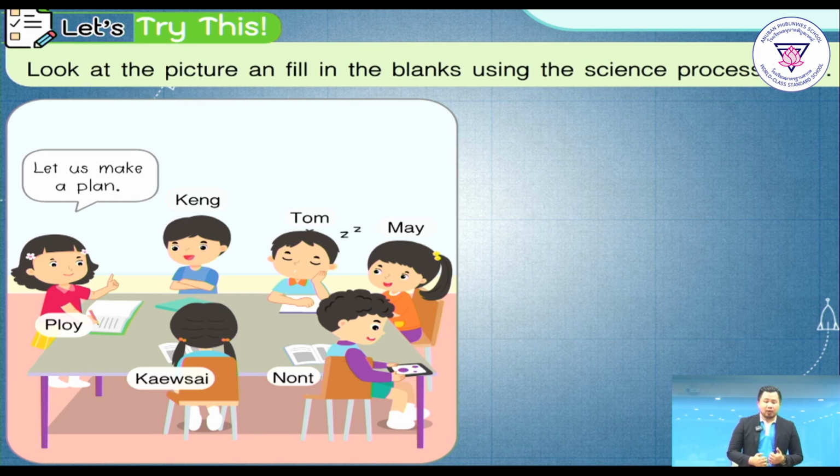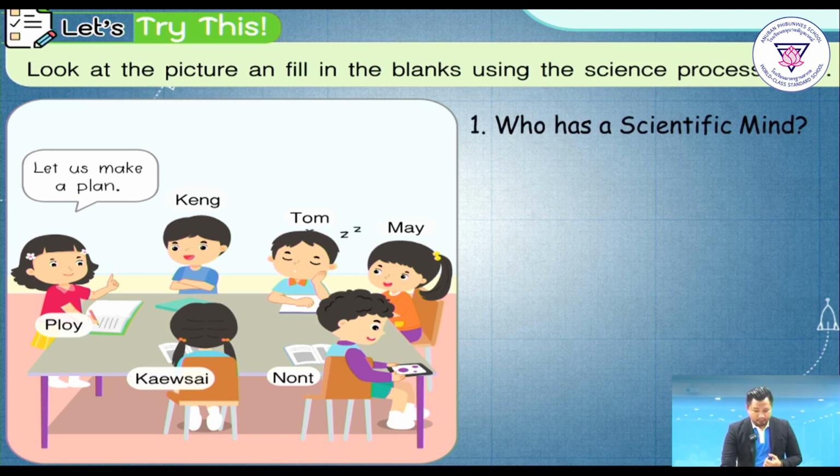Let's try this. Look at the picture and fill in the blanks using the science process skills. We have the students inside gathering. Ploy said, "Let us make a plan." The students were Keng, Tom, May, Non, and Kausai. Question number 1. Who has a scientific mind? Can you guess the answer?